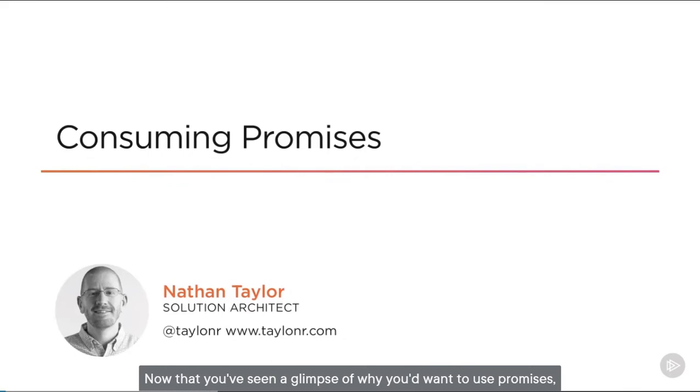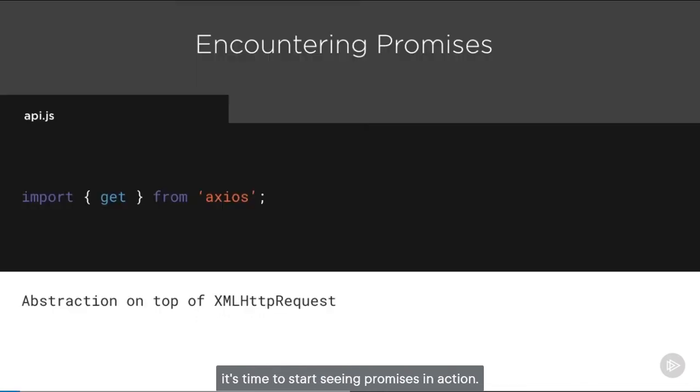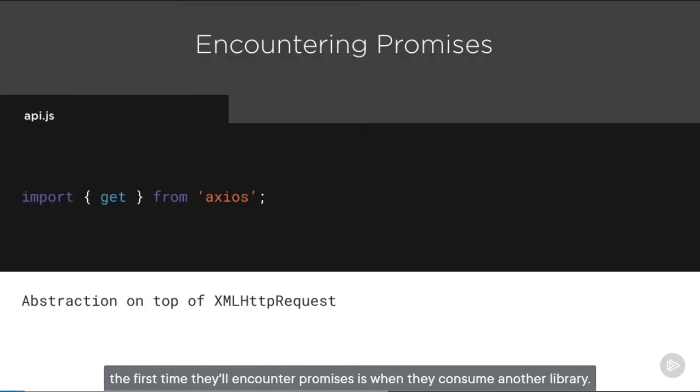Now that you've seen a glimpse of why you'd want to use promises, it's time to start seeing promises in action. For most JavaScript developers, the first time they'll encounter promises is when they consume another library. An example of this is one of the most popular HTTP request libraries, Axios. At the time of this recording, it averages 6 million downloads a week.